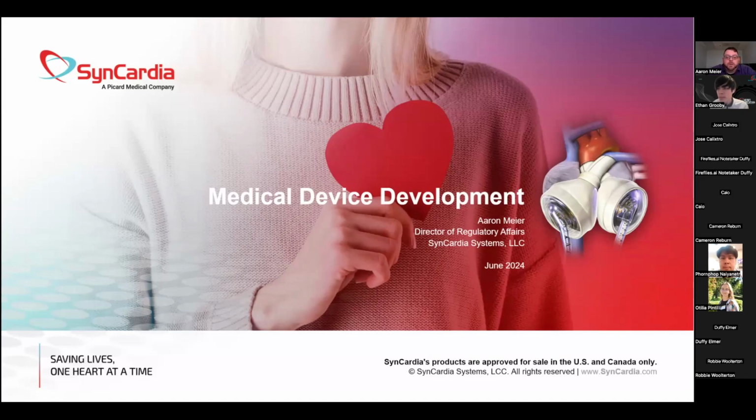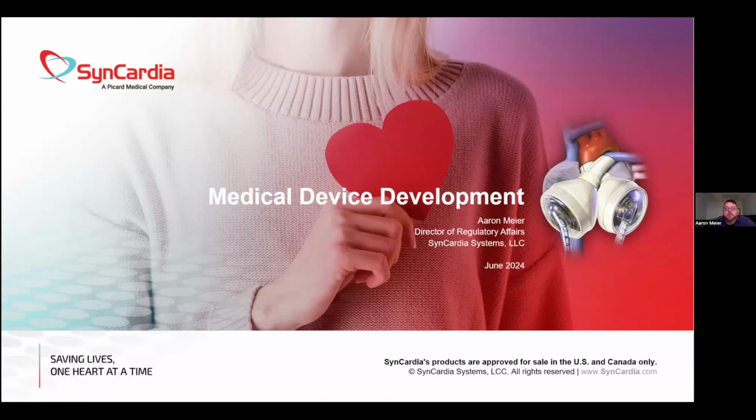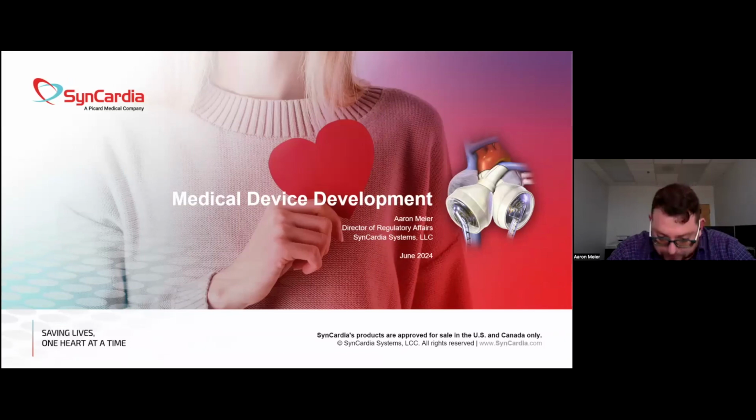So today we're going to talk about medical device development, particularly looking at a Class 3 device. I'm the Director of Regulatory Affairs, and my department is primarily responsible for engaging with external health authorities.